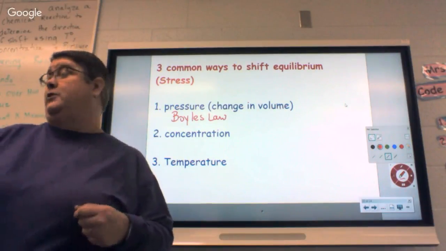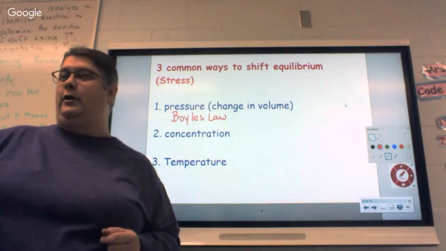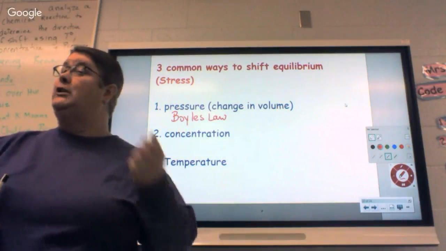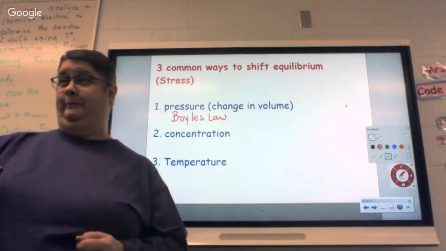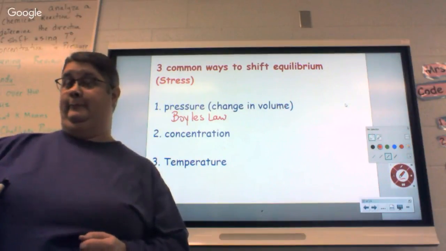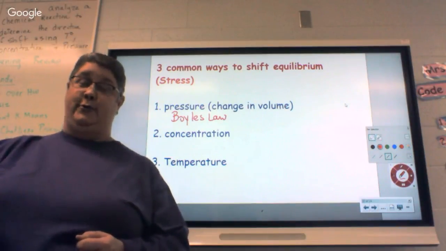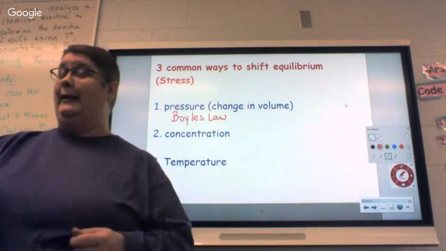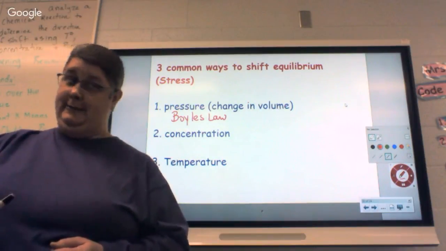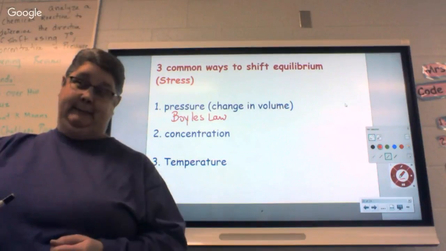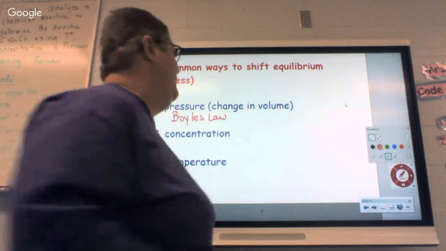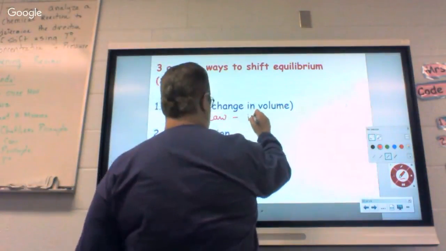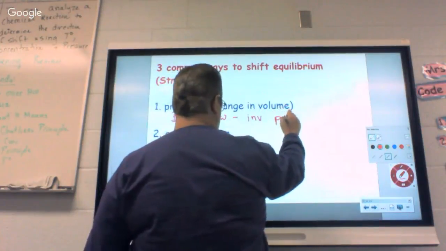Okay, I'll give you two options since you did so well with Boyle's law. They're either inversely or directly proportional. You've got to pick. Inversely or directly? Inversely proportional. Okay. They're inversely proportional.